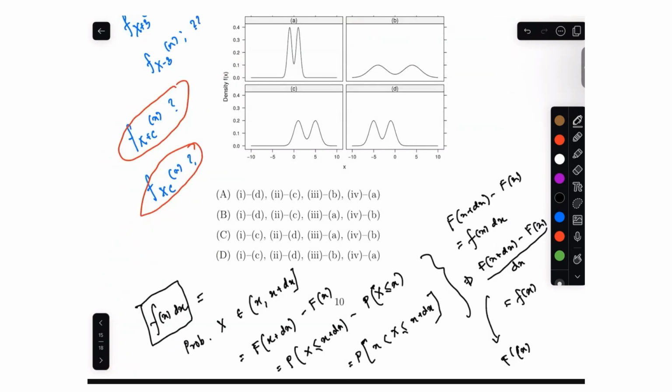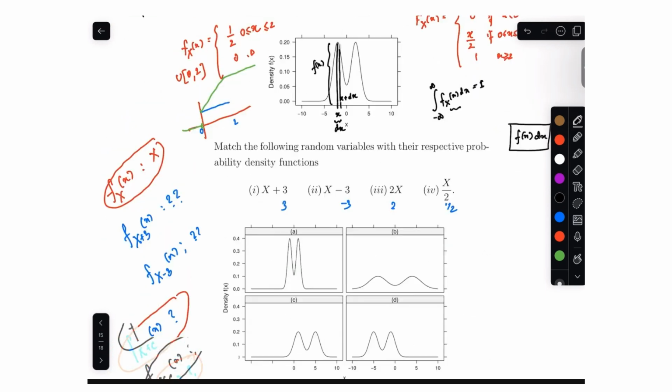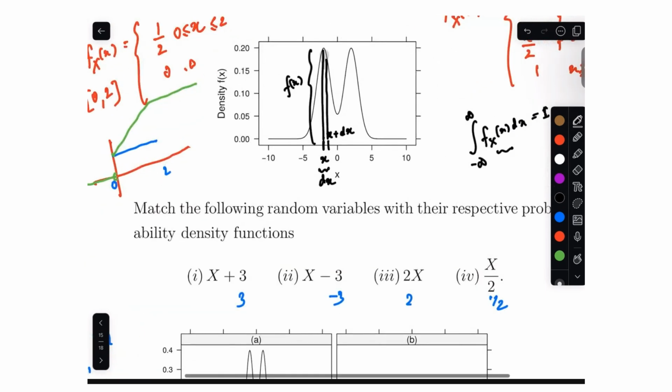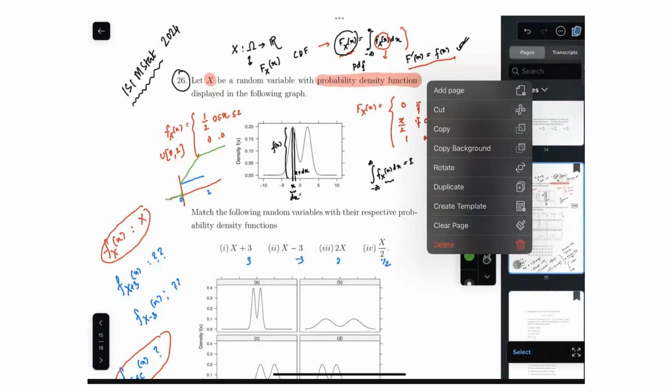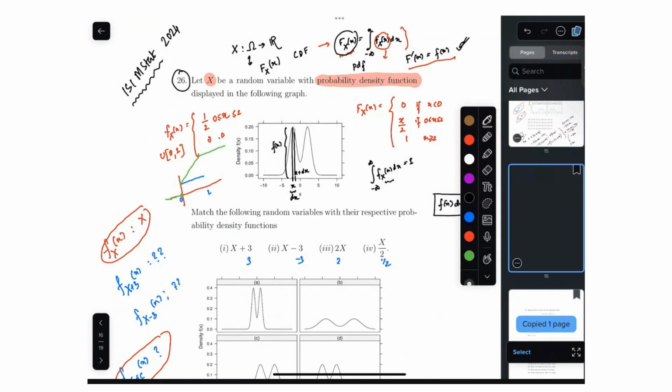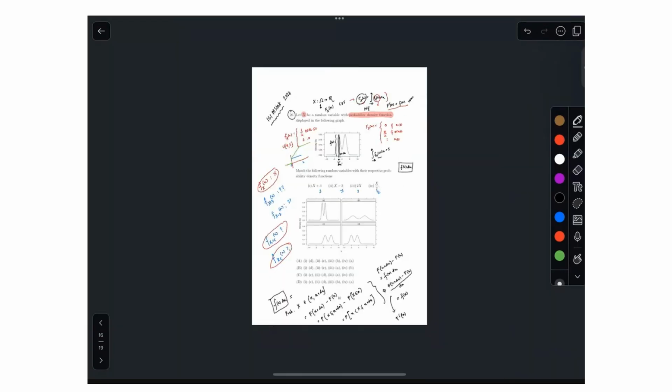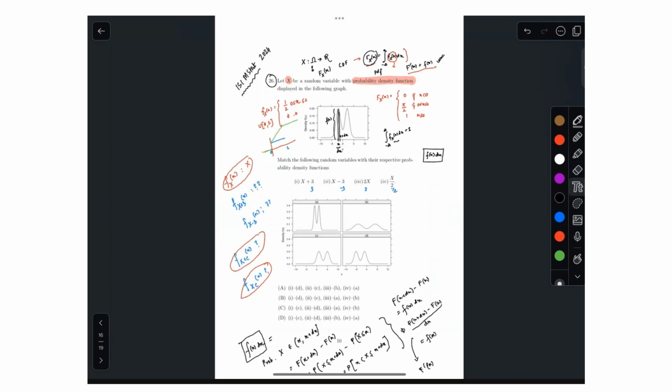So this is valid. What I mean is that the area under the curve between x and x plus dx is almost equal to f(x) dx. So let's duplicate this. Why do I duplicate it? Because it's important to have all this information out here.